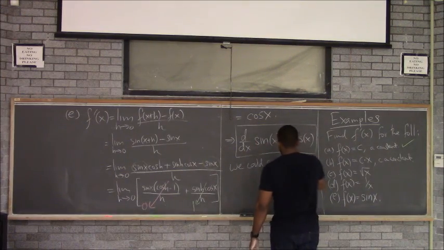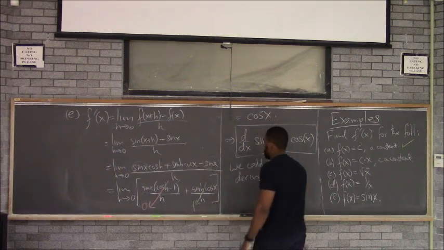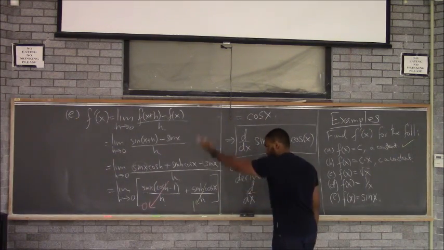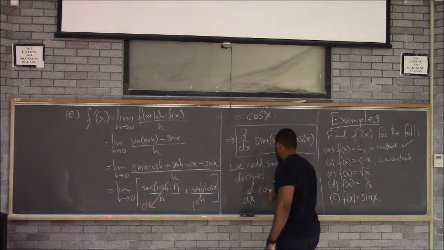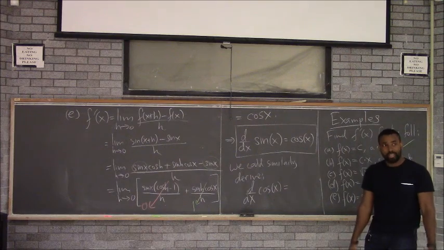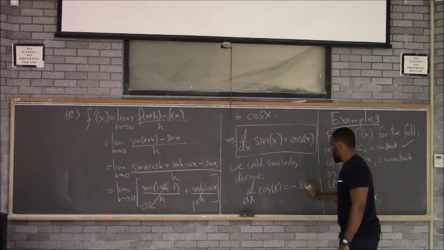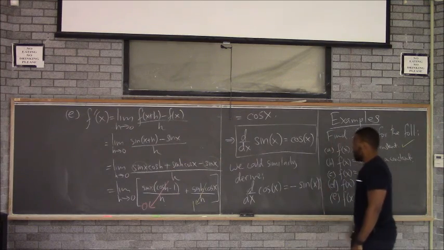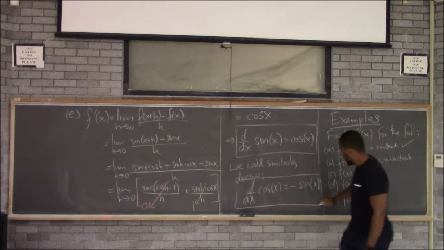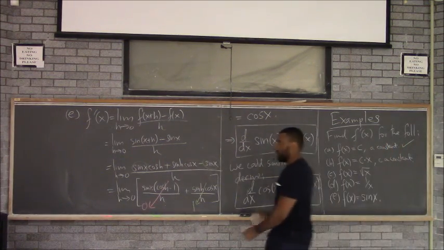We can similarly derive the derivative of cosine. You will find that if you go through this process for the cosine function, the answer is, who knows? Yeah? Negative sine x. Details left to the reader. But I just showed you how to find sine. Finding cosine is going to be very similar.